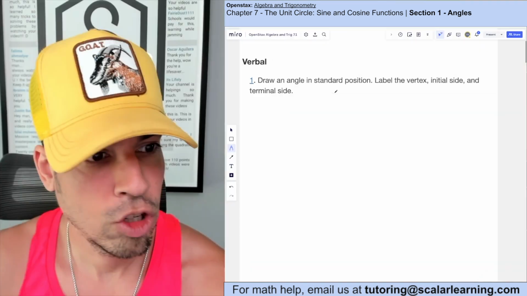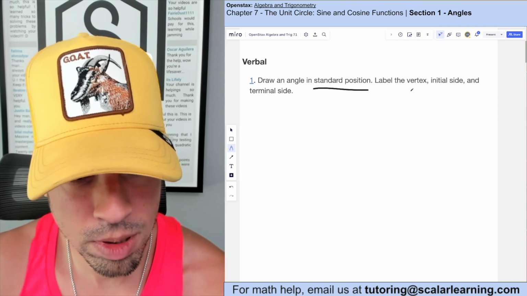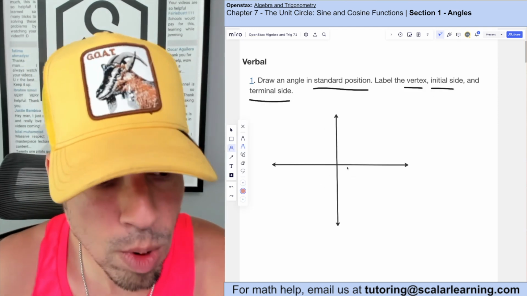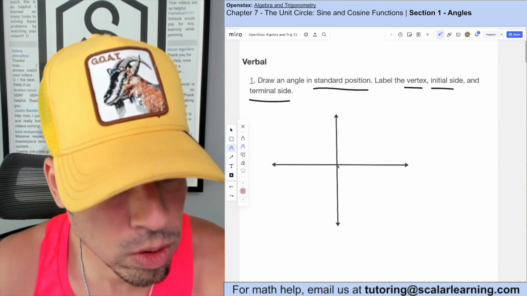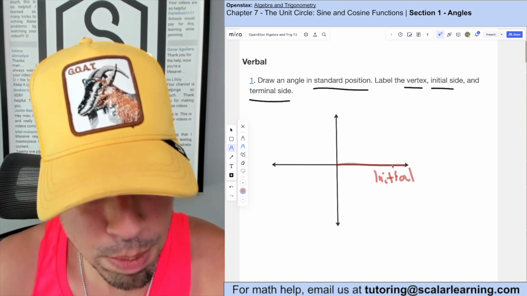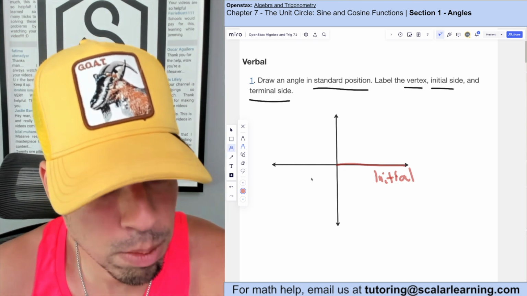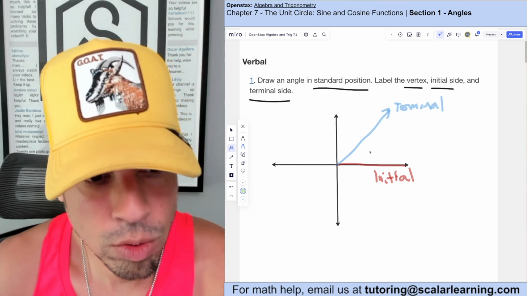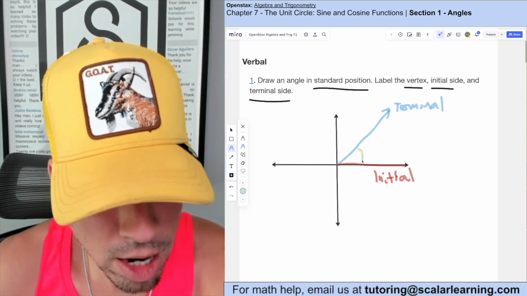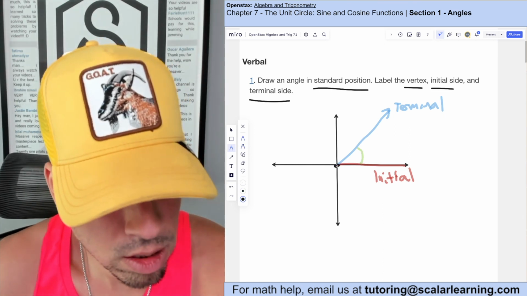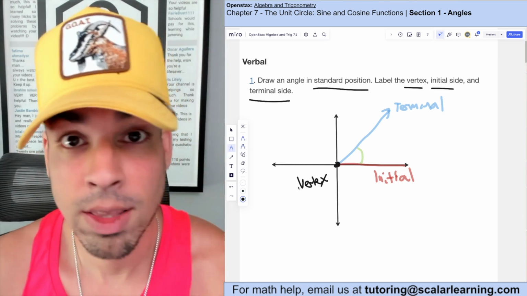Let's do it. For number 1, it says draw an angle in standard position, label the vertex, initial side, and terminal side. If this is our XY axis, we could say our initial side is going to be right here because we're always starting in this position. Then we move up to the terminal side of the angle. The terminal and the initial sides form the actual angle. Last but not least, the vertex is this center point in here, which is the origin. And that's how you do it.